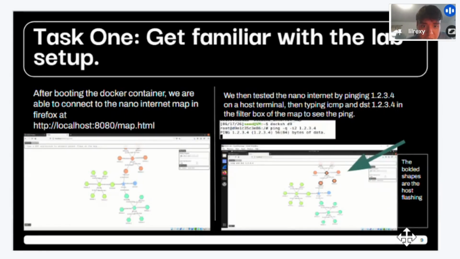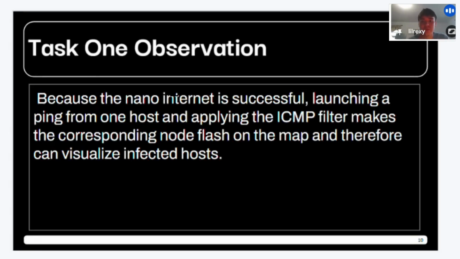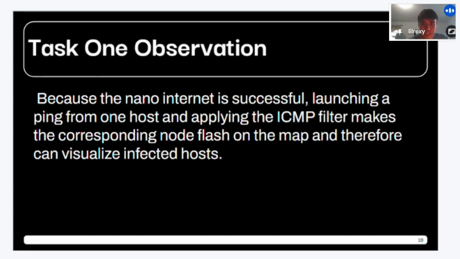The bolded shapes are the hosts flashing. So, task 1 observation: because the mini internet is successful, launching a ping from one host and applying the ICMP filter makes the corresponding node flash on the map, and therefore we can visualize infected hosts.